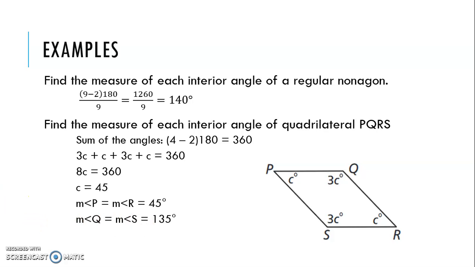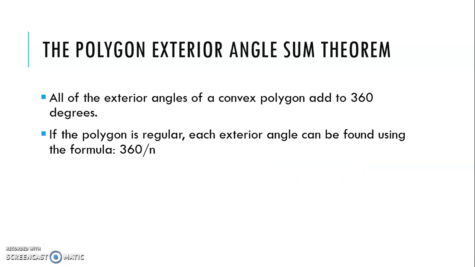So we have one more theorem and one more formula. The polygon exterior angle sum theorem says that all of the exterior angles of a convex polygon add to 360 degrees. And if a polygon is regular, you can find each exterior angle by taking 360 degrees and dividing by the number of sides, or the number of angles if you prefer. Okay, so let's see an example about that.